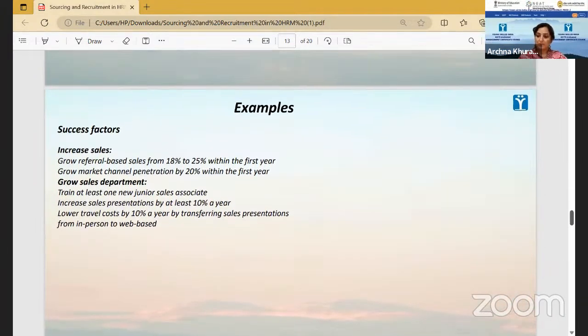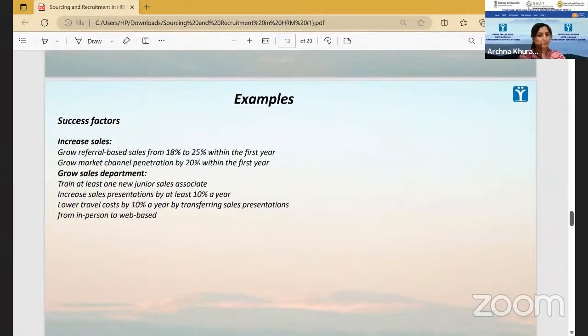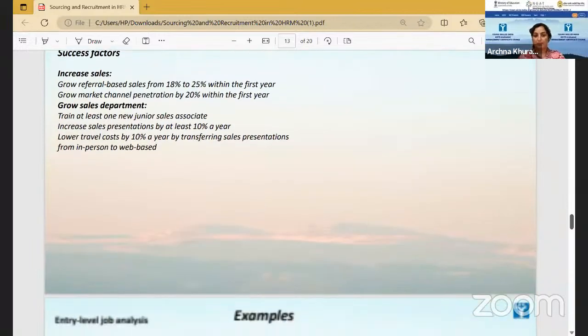What are the success factors? And what are the KRAs that this person has to perform while doing this job? Growing referral-based sales from 18 to 25%, growing market channel penetration by 20% within the first year. How to grow the sales market? Then these 4 points are written for the person to see.